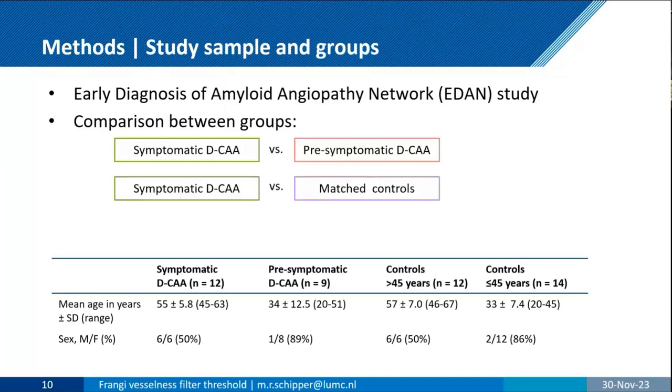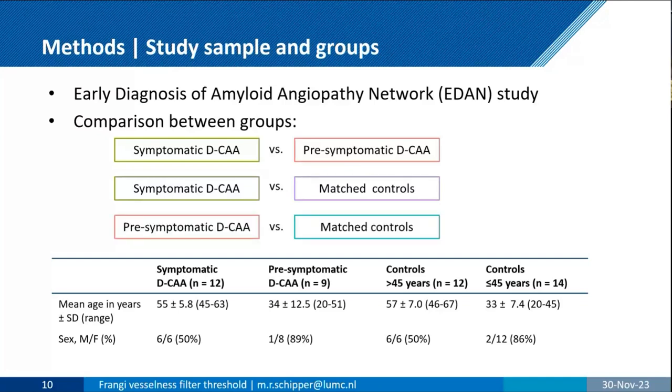We also compare between symptomatic CAA and their matched controls. Lastly, between, sorry, I think I said this twice. So the second one is symptomatic versus matched controls, and the last one is pre-symptomatic versus matched controls. And the matched controls are matched on both sex and age.